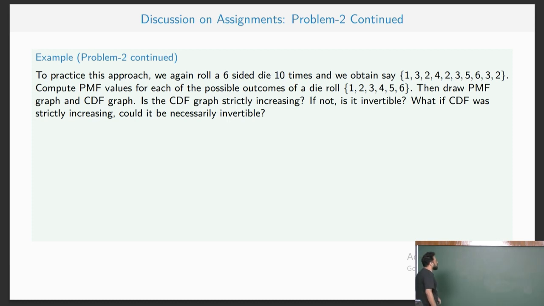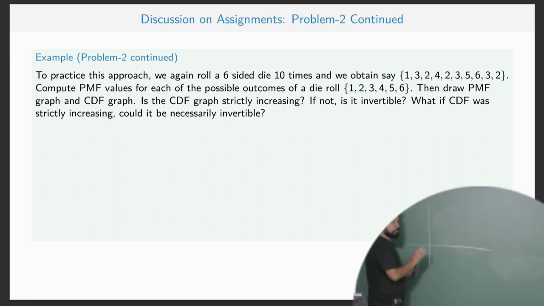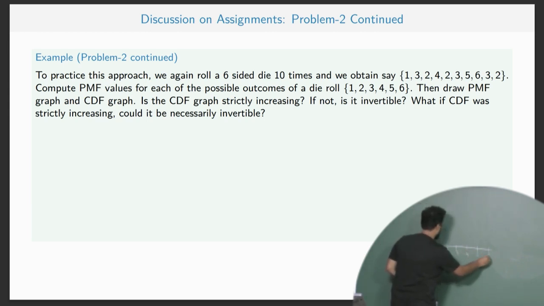But what we really need are the CDF values, which we get after computing the PMF, because the CDF is the cumulative sum of the PMF probability values. There are some typical questions. Is the CDF graph that you got strictly increasing? What do you suggest by looking at this outcome? Is this CDF going to be strictly increasing? Because it's discrete, we have to be careful.